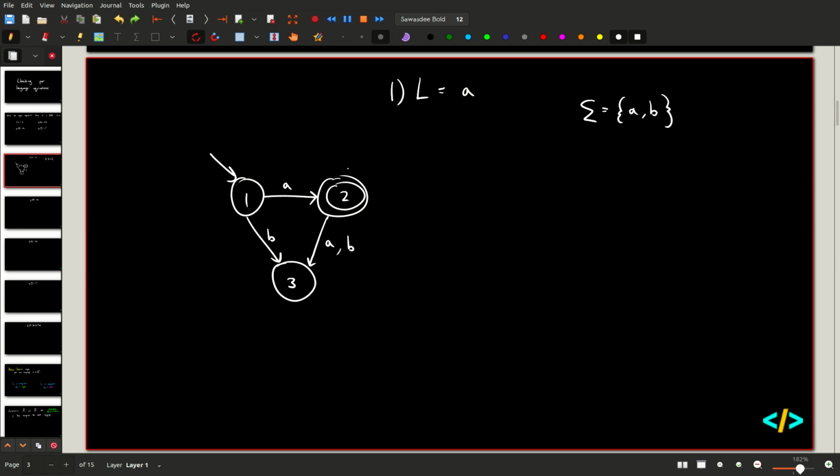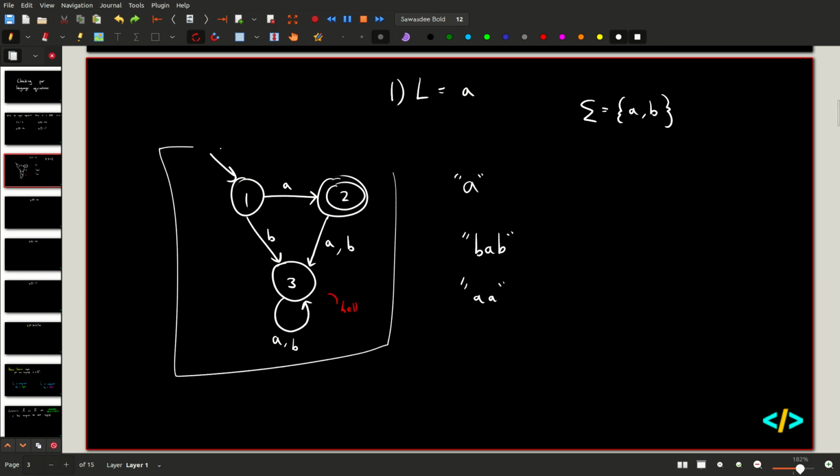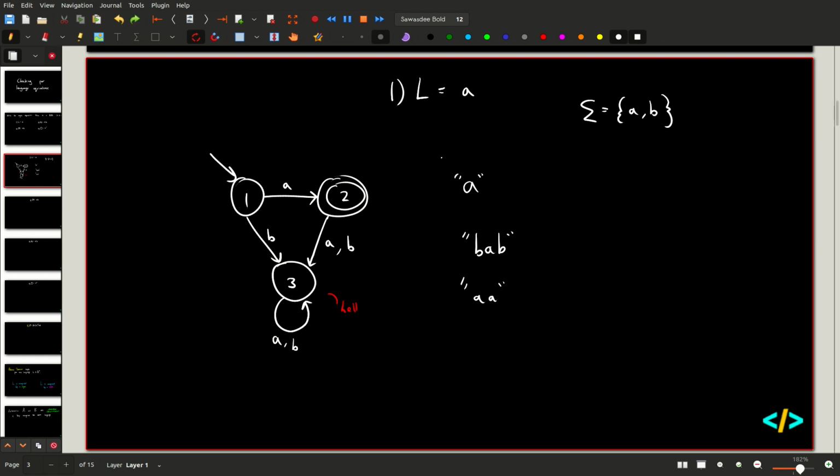So A or B from 2, because we only want to accept one single A. We don't want to accept anything else, something like AB, for example. And from 3 we'd need an arrow going back to 3 that also takes A or B. So no matter what we input when we're at 3, we'd always reject. So BAB, for example, would be rejected, and AA would also be rejected because we're only looking for a single A in our language. You could also call 3 the hell state. Once we're there, there's no coming back. We're stuck there, and that recursive arrow, A or B, keeps us stuck in 3.